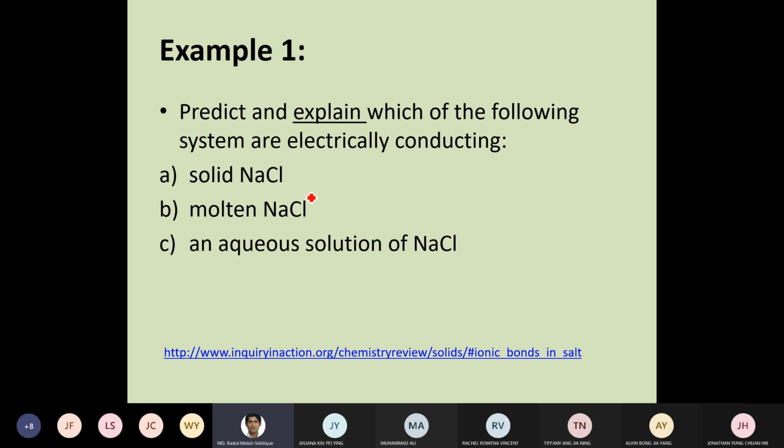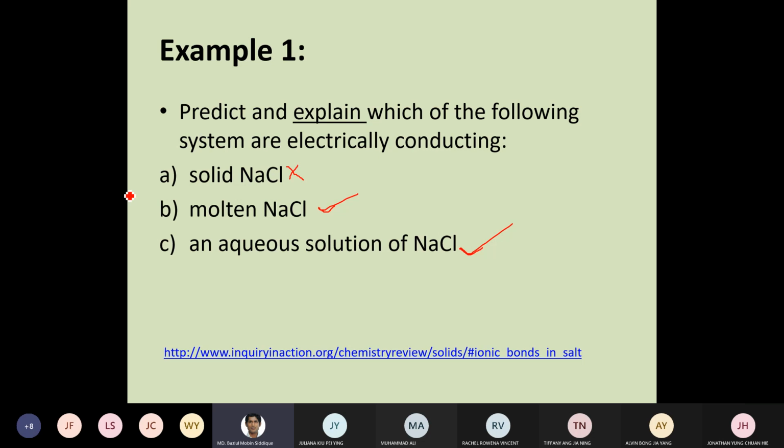And for example, it says predict and explain which of the following systems are electrically conducting: solid sodium chloride, molten sodium chloride, and aqueous solution of sodium chloride. We already have talked about this, that the aqueous solution of sodium chloride will conduct the electricity. The molten one will also conduct, but solid does not. So the table salt, if it's in solid form, will not.